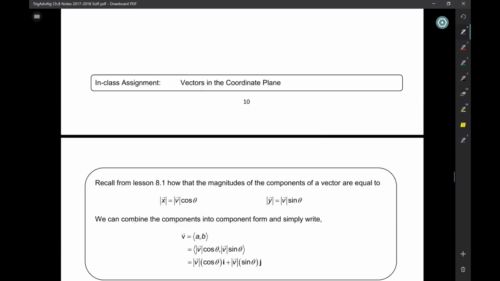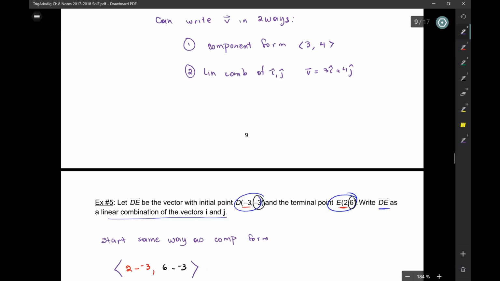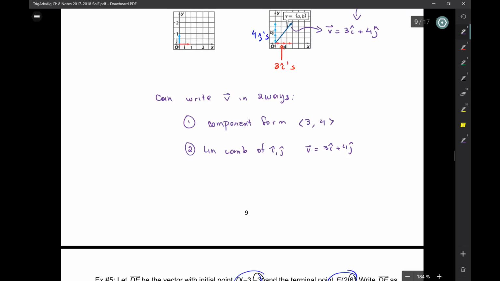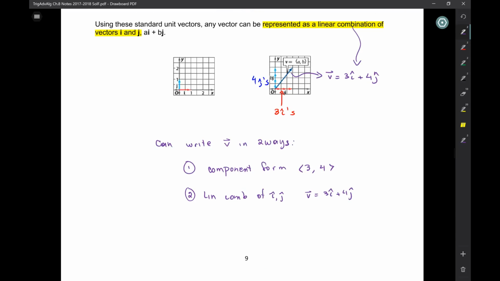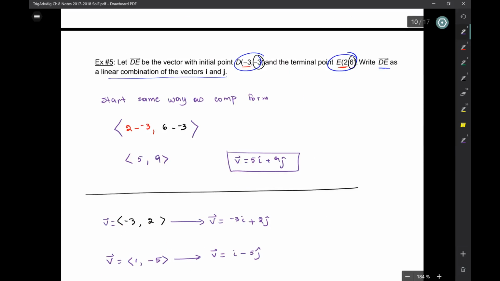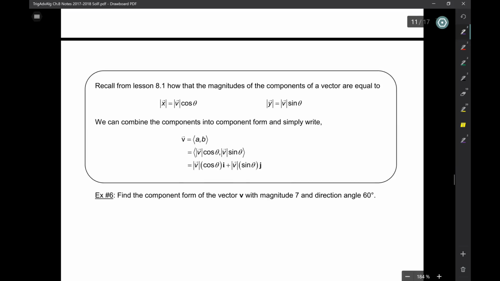Okay, so far we talked about how to find dot product. We talked about how to put a vector in component form, and we talked about how to put it in terms of a linear combination of i and j. All right, now we're going to go a little bit more.